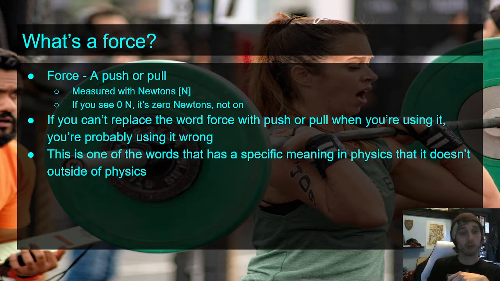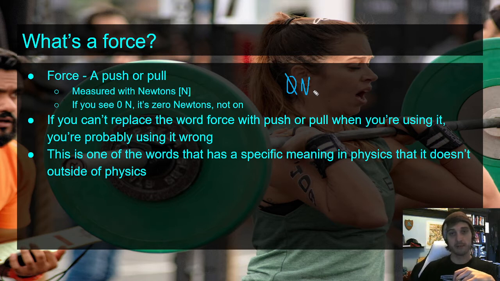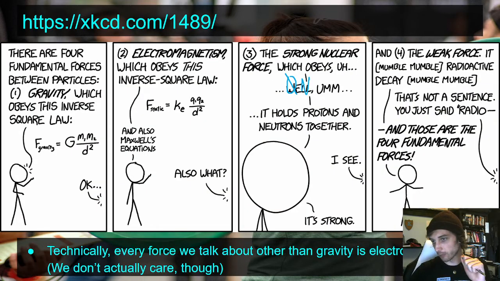Newtons are the measurement of force. So when I write 0 newtons, which when I write it should look something like this, that's not the word "on." That's saying that the force is 0 newtons. Just getting ahead of that being a problem.